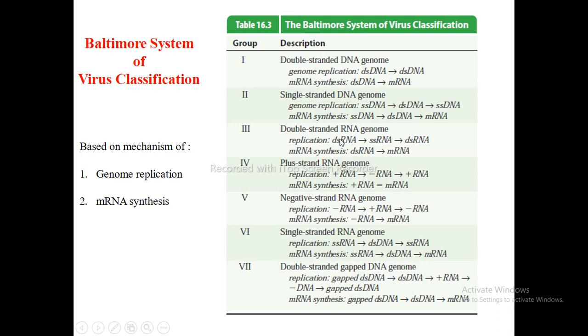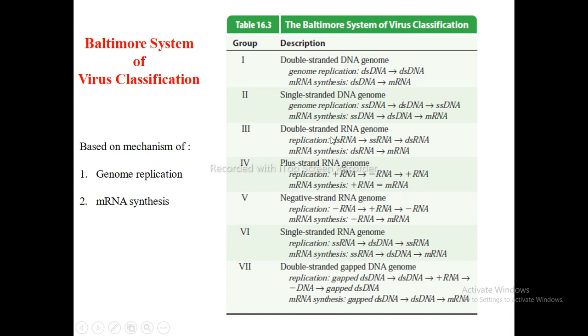Now, if you carefully see, third, fourth, and fifth have an RNA genome, and sixth also. So from third group to sixth group we have RNA genomes: double-stranded RNA genome, plus strand RNA genome, negative strand RNA genome, and single-stranded RNA genome. So viruses have either DNA or RNA as the genetic material.